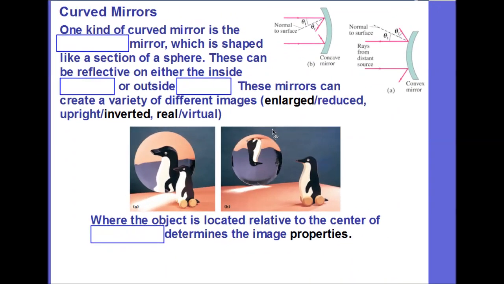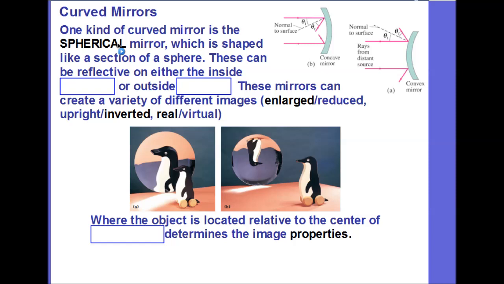Okay, so this is the second video in chapter 23 on geometric optics. In this video we look at curved mirrors and the kinds of images that are created with these things. One kind of curved mirror is the spherical mirror. This is shaped like a section of a sphere.